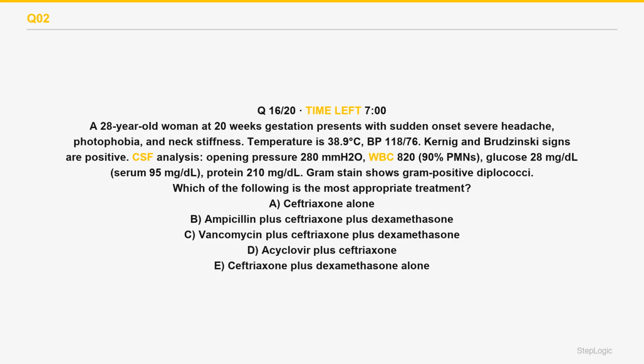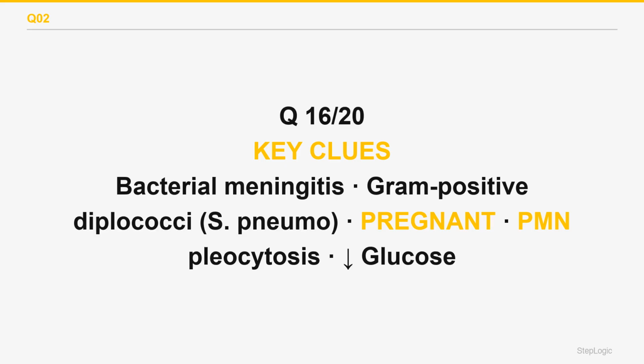Read the command. Most appropriate treatment: bacterial meningitis, gram-positive diplococci, Strep pneumoniae, pregnant patient. Important nuance. Gram-positive diplococci in CSF in bacterial meningitis is Streptococcus pneumoniae. Standard treatment is vancomycin plus ceftriaxone for PCN-resistant coverage, plus dexamethasone to reduce inflammation and decrease risk of sensorineural hearing loss. But this patient is pregnant.